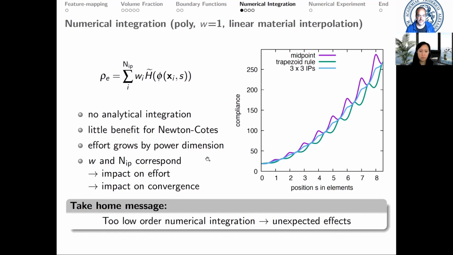And this is my take-home message. We need a sufficiently high numerical integration, otherwise we get effects we would not expect. Sufficiently high numerical integration either means we have more integration points, but in reality often it means we have a wider transition zone. It's a combination of transition zone and numerical integration points per element that we need in the end.